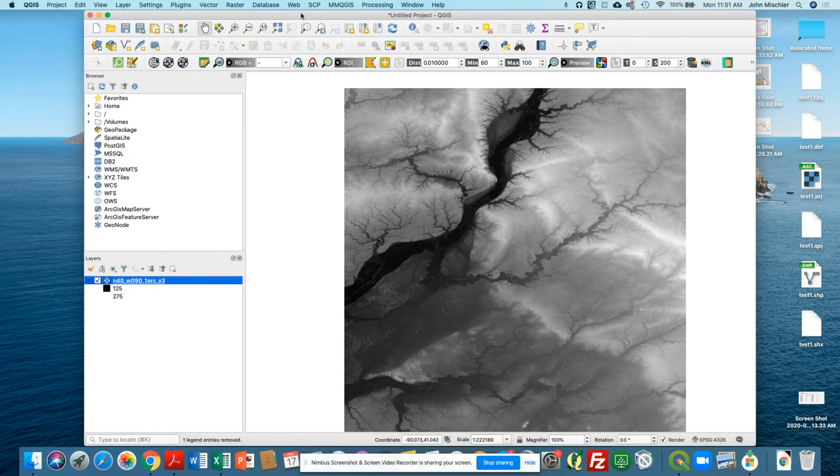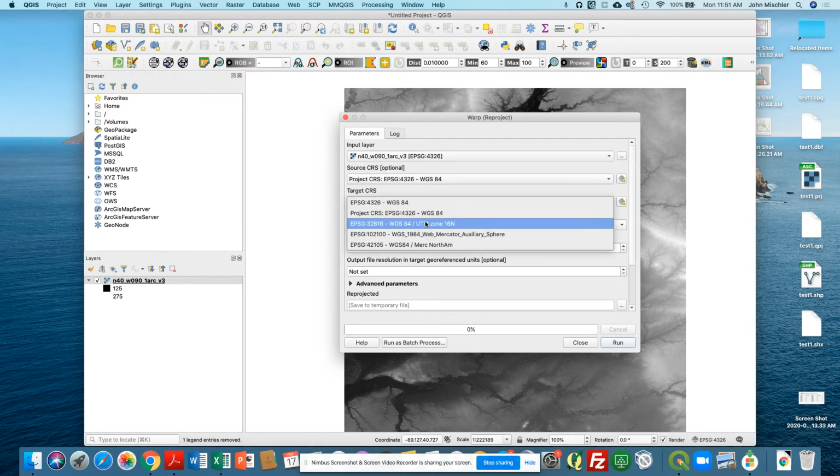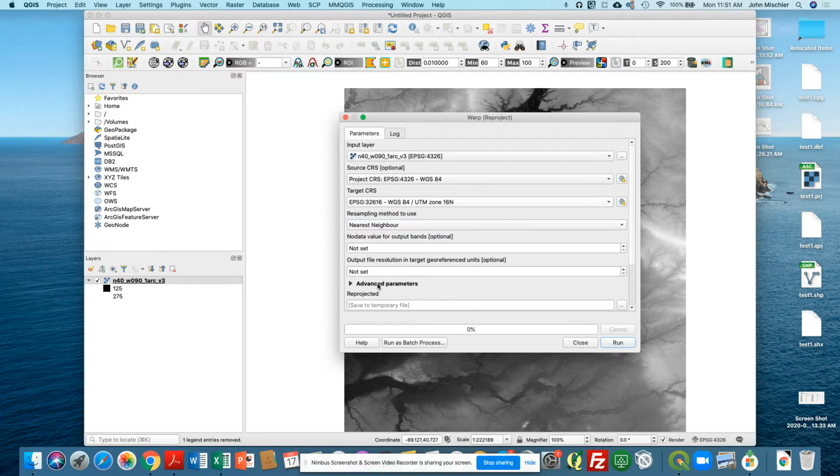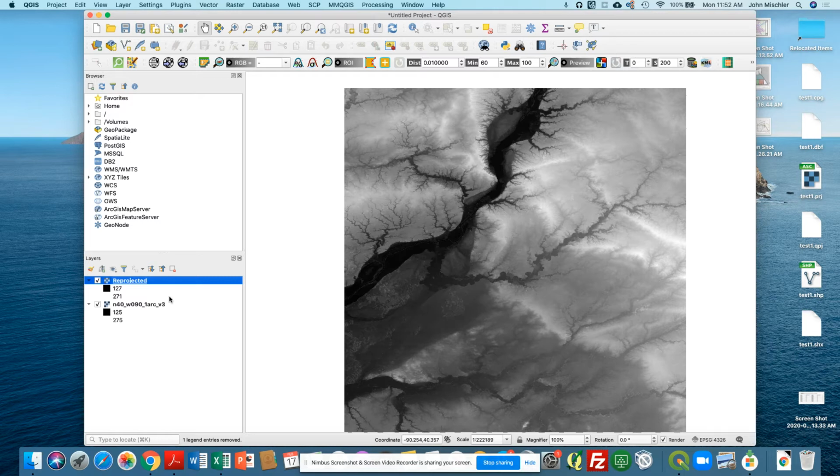So what we're going to do is go to raster, projections, and warp. So we've got our raster image. Our original is WGS84. It was a geographic coordinate reference system. And we're going to go ahead and warp that onto UTM zone 16N. So we're going to run that now. Okay. And so when we ran that, so here's our old unwarped image here. We warped it to the UTM-16N.